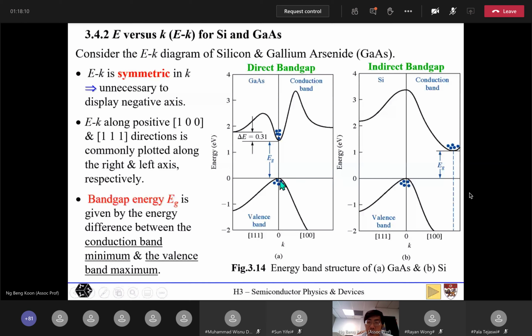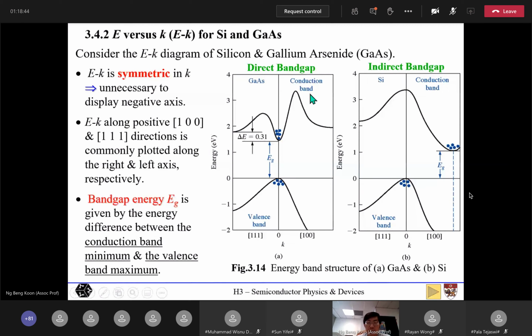This is okay because the EK relation that we have just now is actually symmetrical about the vertical axis, which means that if I know one half of it, automatically I can derive the relation on the other half. K is kind of like a vector. So whether you go in a positive direction of that wave vector, or the opposite direction, the EK relation is the same, it's symmetrical. As long as you know one direction, you can infer the other direction.